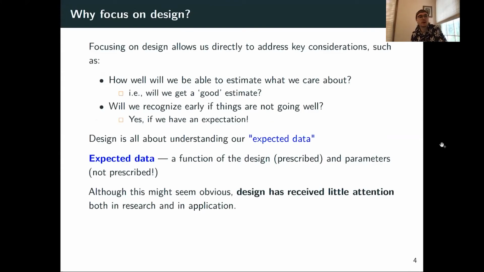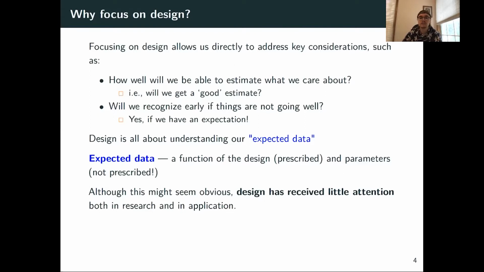So introducing the idea of design. It's important here that we talk about this because I think it receives very little recognition and attention, which I note at the bottom of the slide here. But focusing on design allows us to address key considerations, such as, how well will we be able to estimate what we care about, so what parameter that might be, so things like density in particular. Will we get a good estimate? There's some variation there in terms of how precise you want it to be.